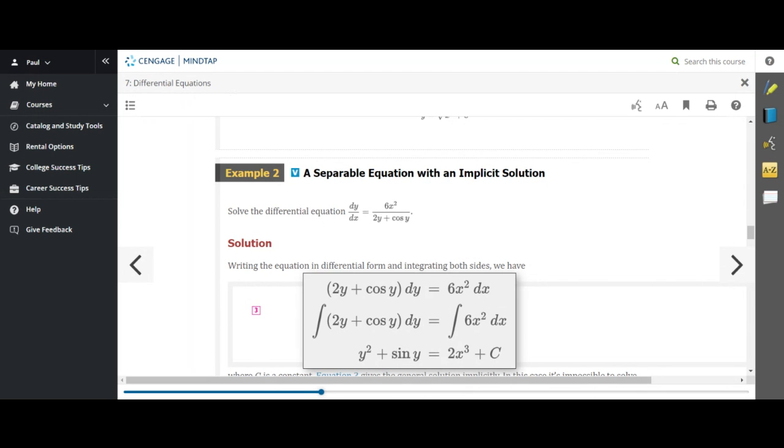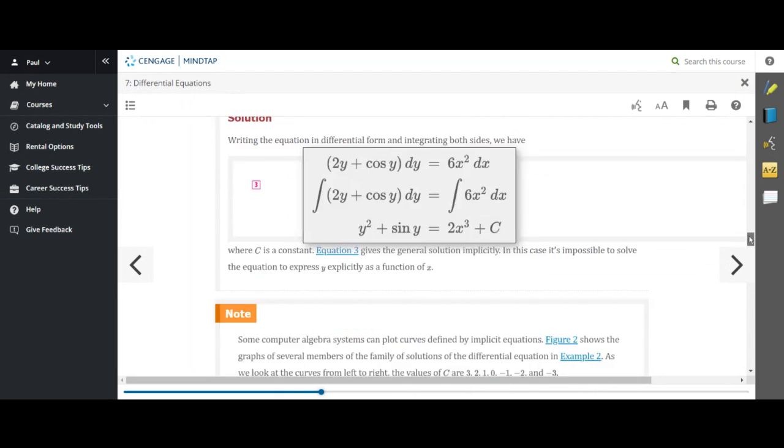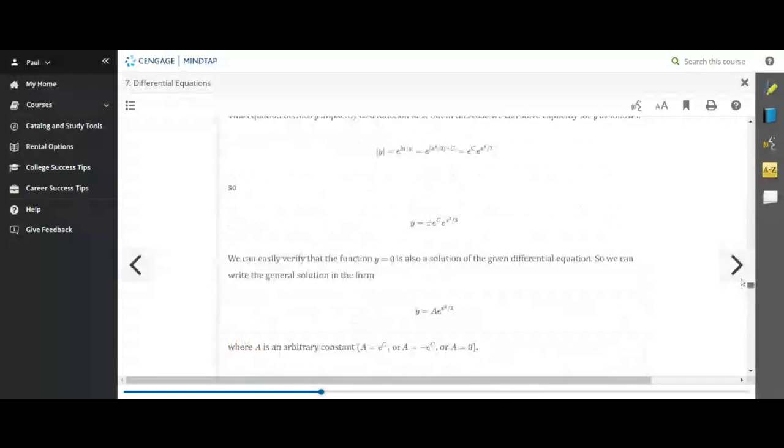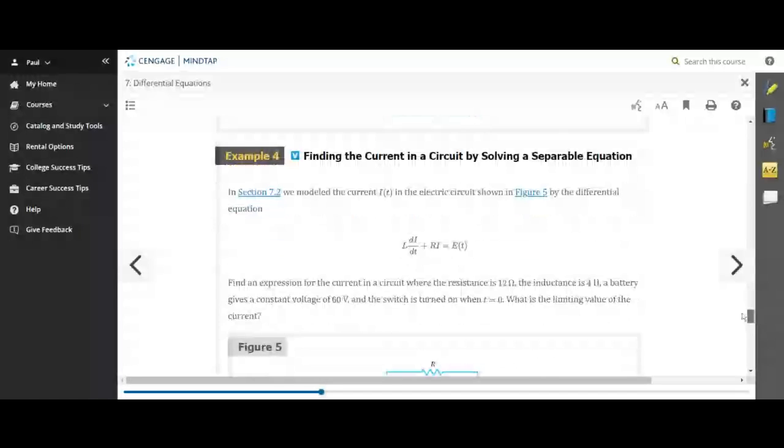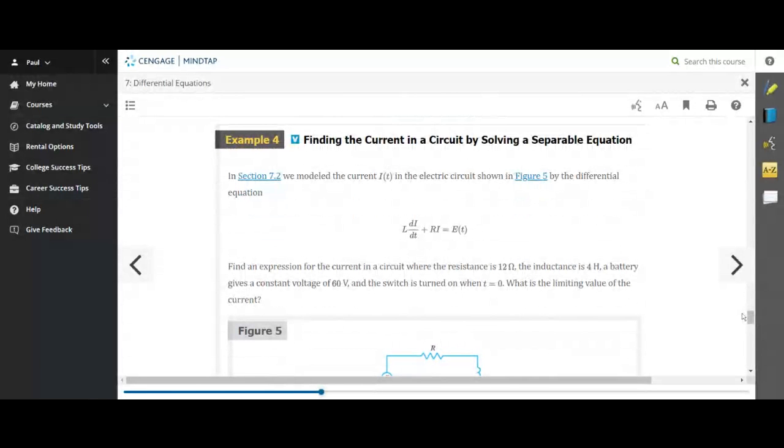Okay, well then let's move on. The book has some good examples. They talk, like in example 4, about an example where they find the current in a circuit by solving a separable equation.